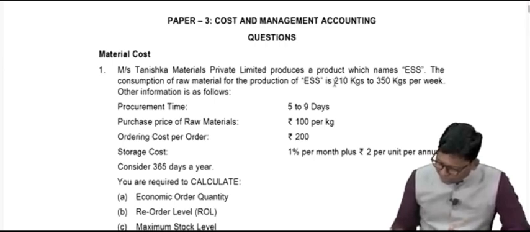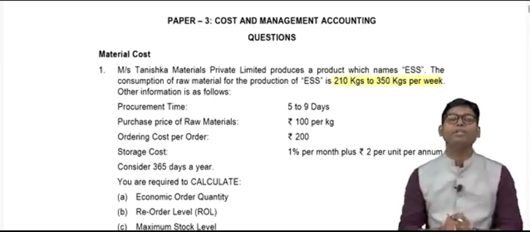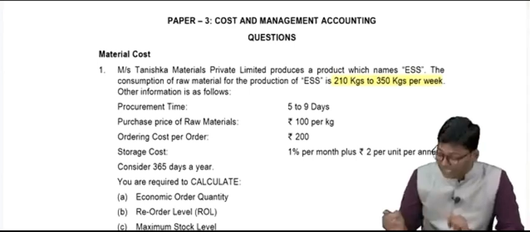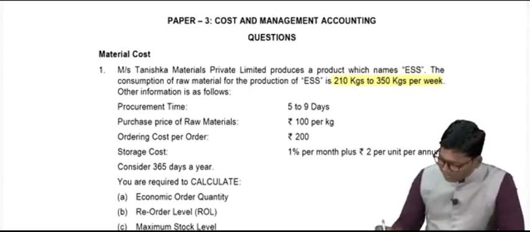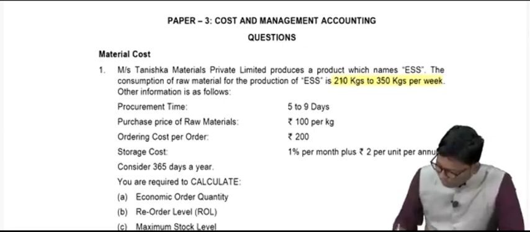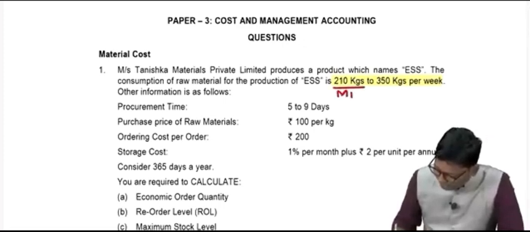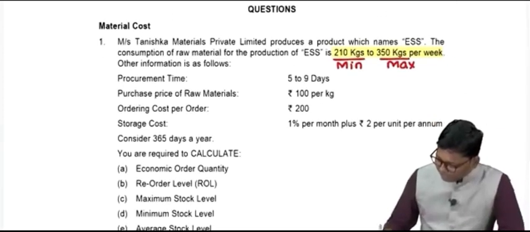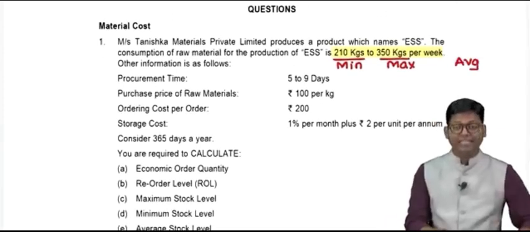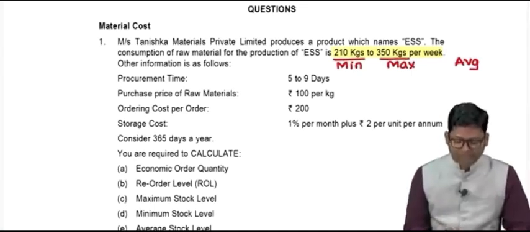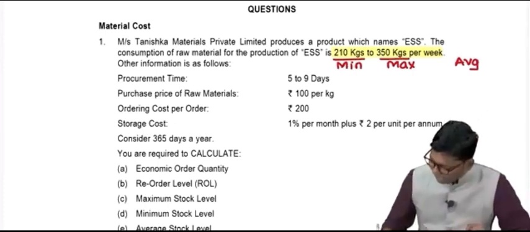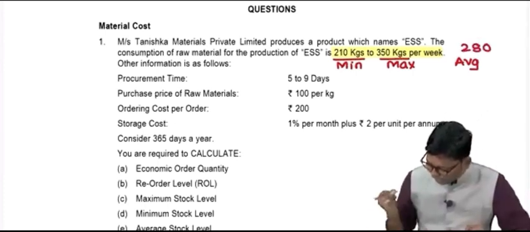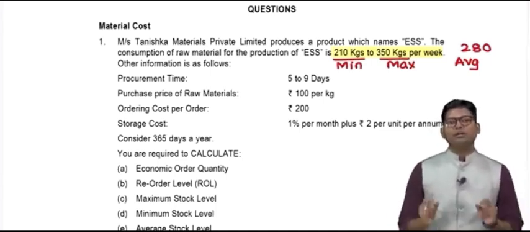If you observe, this is nothing but consumption related information, but it is given on a weekly basis. So two types of consumption are given in the question. 210 kgs is my minimum consumption per week, and 350 kgs is my maximum consumption per week. To calculate average consumption per week, it is quite simple. Take the basic and simple average of both figures: 210 plus 350 divided by 2. Your average consumption per week is 280. Correct? This is your weekly consumption.